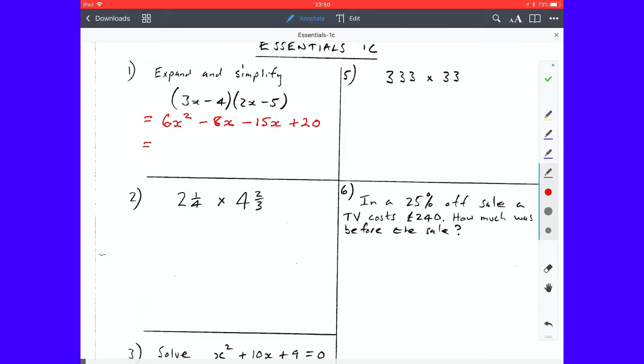And finally we can collect the like terms together, the two in the middle, and we get 6x squared, minus 8x minus 15x is minus 23x when we collect them together, plus 20.